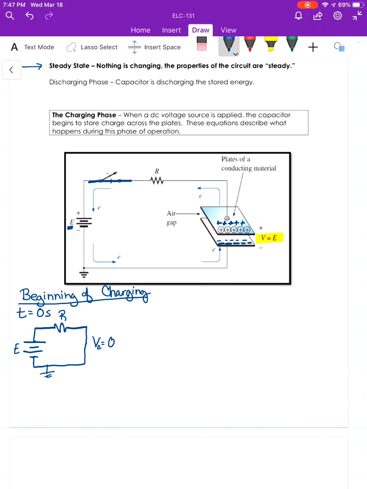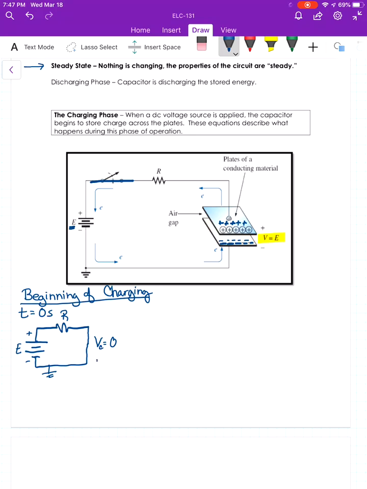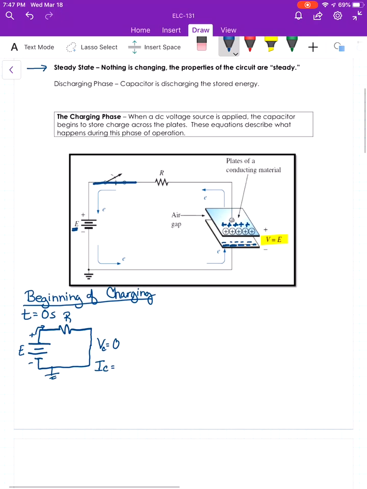Okay, so right at t equals 0, our voltage across our capacitor is 0. Our current through that capacitor is the same thing as our source current. And you know that the source current in this case would just be E over R. Okay, just Ohm's law. And then our voltage drop across our resistor would be I_C times R, and in this case, that would just equal E.